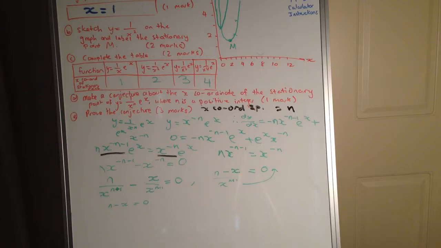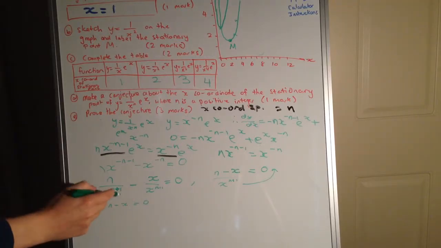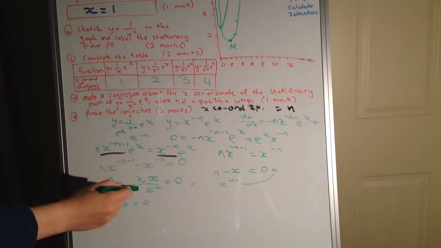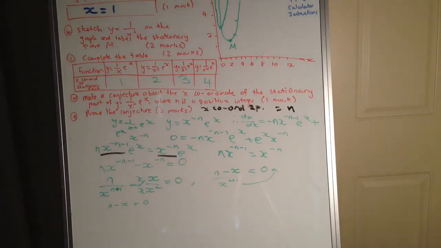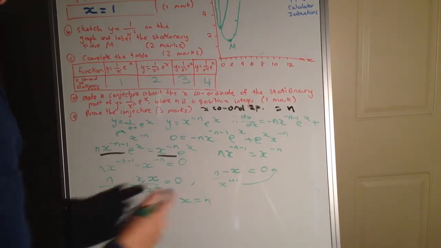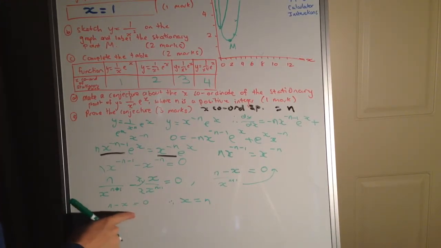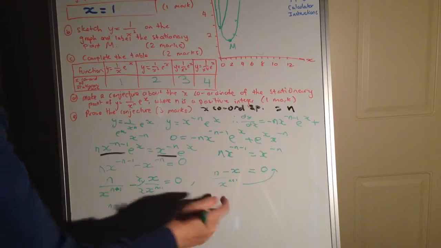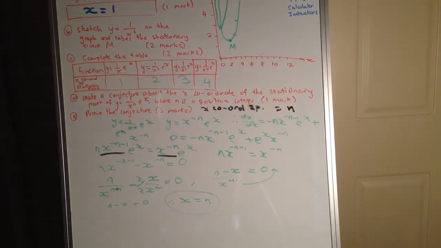Hopefully you can see how that works, but again, we're just getting a common denominator, we're multiplying this by x, and then from that we're able to move the common denominator onto the other side. Okay, and then lastly, we need to find x. Because we move it from that side to the other side, negative x becomes positive x, so we can say that x equals n, and we just proved our conjecture there.